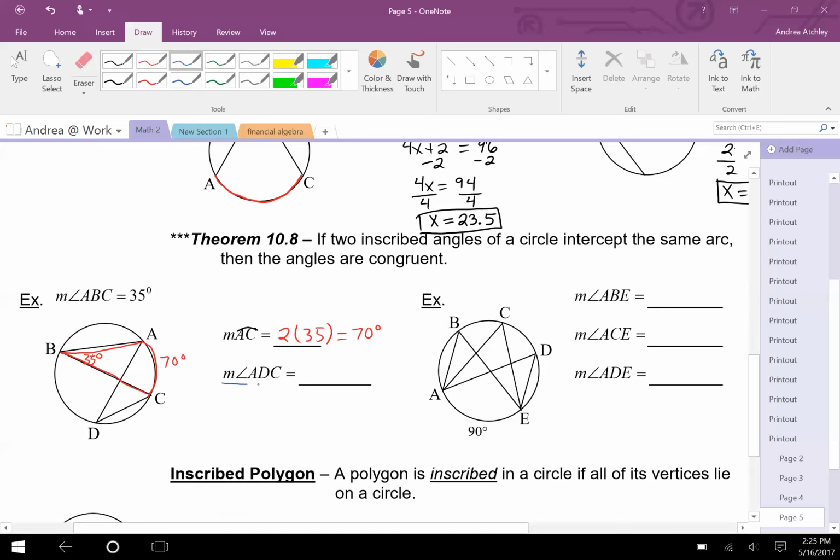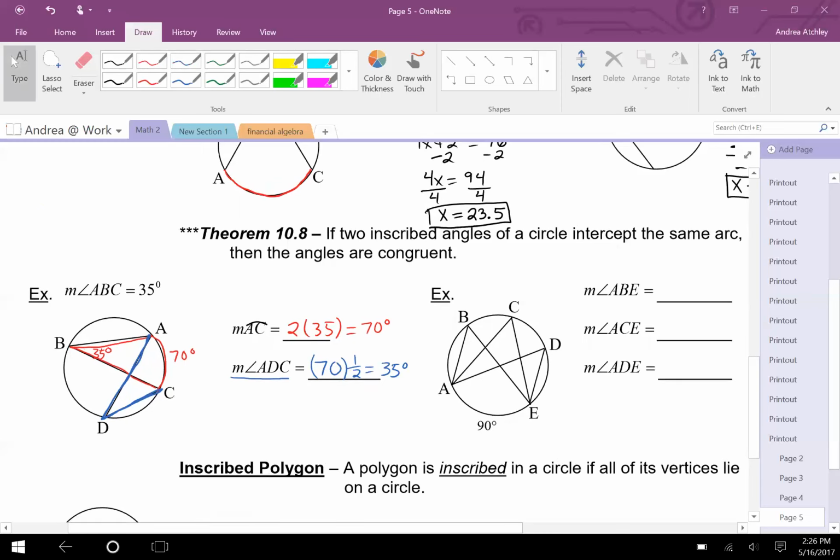Then they want you to find angle ADC, this angle right here. Remember, what's that angle going to be? Very good. You're going to take the 70 now and divide it by 2, times by 1/2. Get 35. Since angle B and angle D intercept that same arc, we can now say that they're congruent.